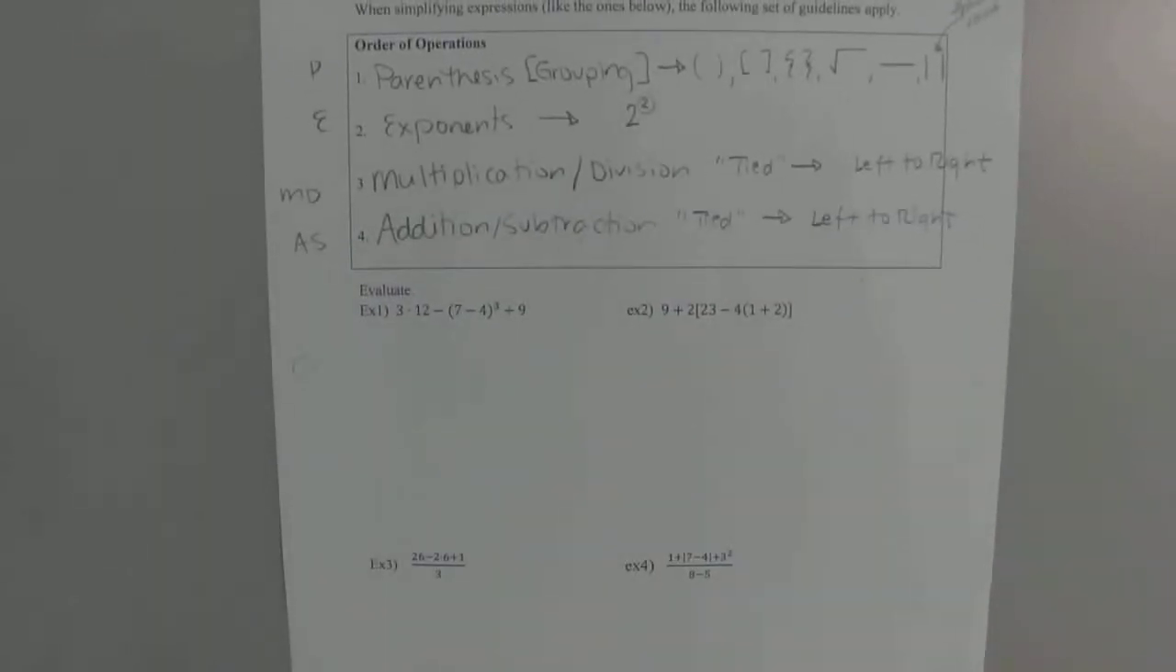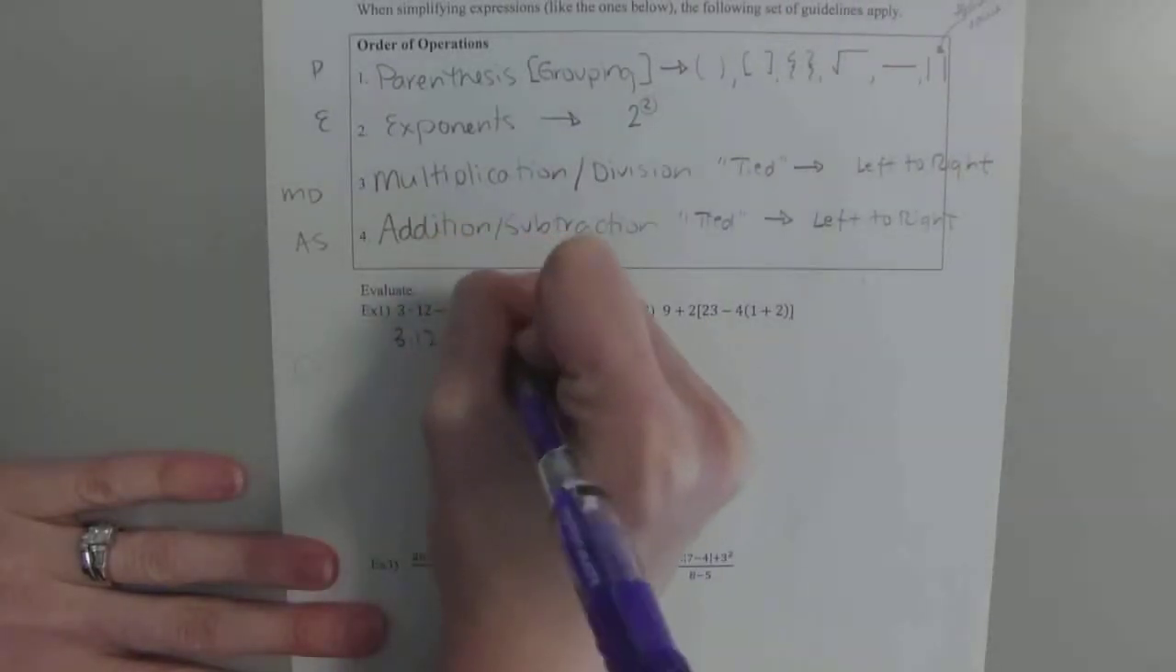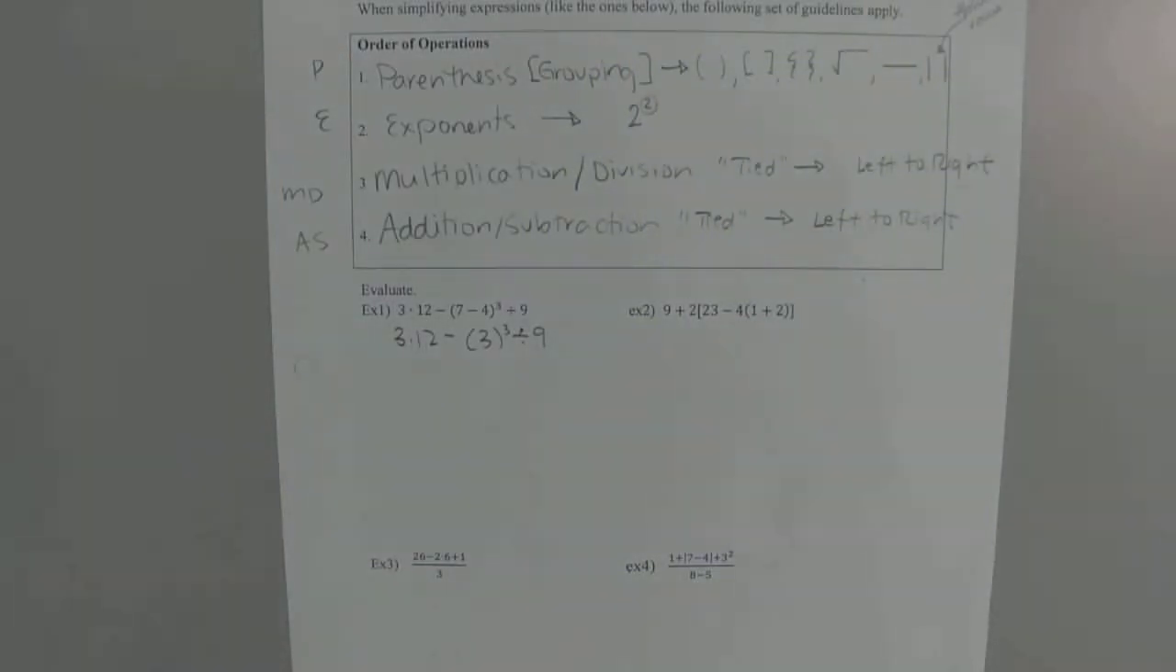So looking at this first one, let's do it by hand, but then I'll show you how we can do it on our calculator. So what are we going to take care of first? The parentheses, right? And what that means is go to the parentheses and do the math inside. What is 7 minus 4? 3. Everything else stays the same. 3 times 12 minus, but then we have 3 cubed divided by 9. Is that okay? So I wrote everything else exactly the same, but I rewrote the one mathematical thing I did.